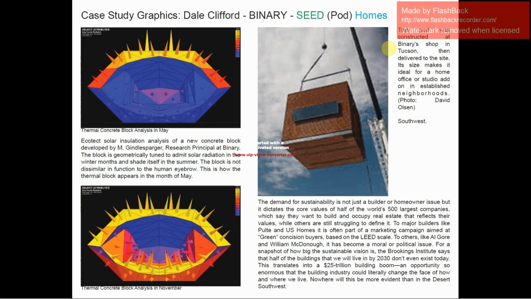In his process, Dale Clifford used a cactus to dissect the organism to learn how plants and other biological beings function and operate, and then apply that to the context of humans. And that was seen in the outcome of the seed pod home, which is shown on the right.